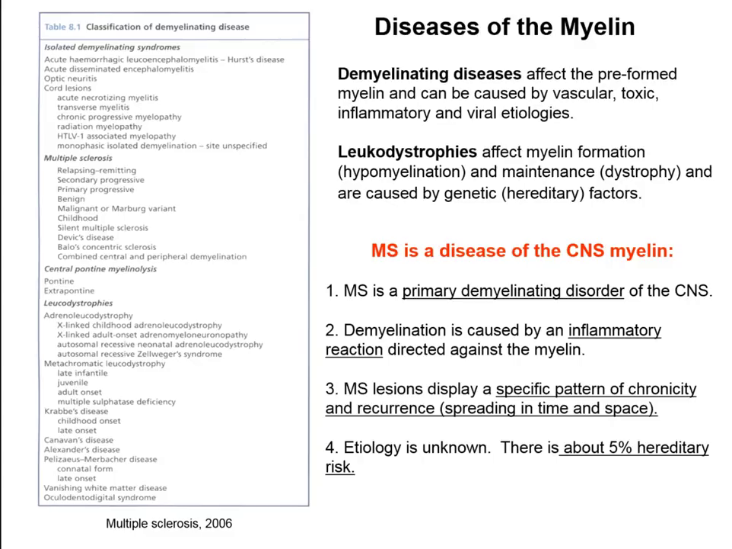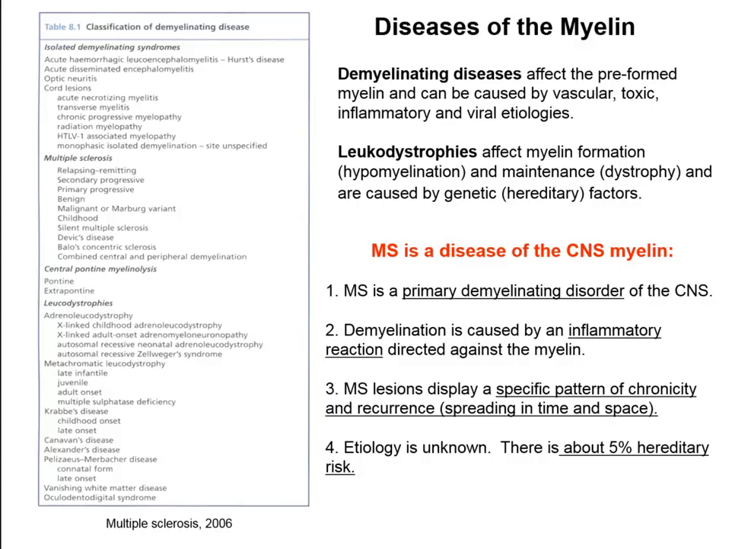Demyelinating diseases tend to affect the preformed myelin and can be caused by a number of etiologies, such as vascular etiologies, toxic exposures, inflammatory reactions, or viruses. Leukodystrophies, which will be in a second talk, affect myelin formation and maintenance, and tend to be caused by genetic or hereditary factors. Multiple sclerosis is a disease of the central nervous system myelin.